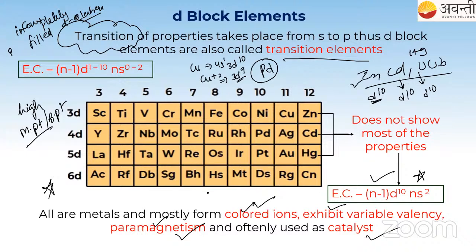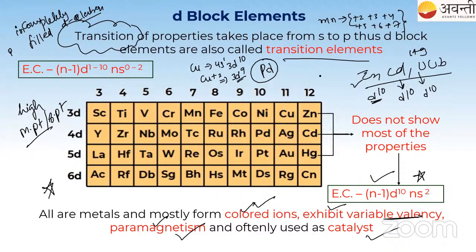Paramagnetic means they have a magnetic property. Diamagnetic means there are no unpaired electrons. Since they have more unpaired electrons, they show paramagnetism. And they will show variable valency. Variable valency means, if you take manganese, it exists in +2, +3, +4, +5, +6, and +7. So it can exist in variable oxidation states, and they are usually colored compounds, and they can act as a catalyst in every reaction.